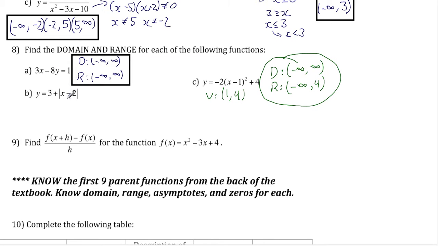All right, and then for this one, this is a little bit tricky. This is your absolute value function. Absolute value functions look like a V. So again, your domain for this one is going to be all real numbers, so negative infinity to positive infinity. But the range is going to be a little bit different.